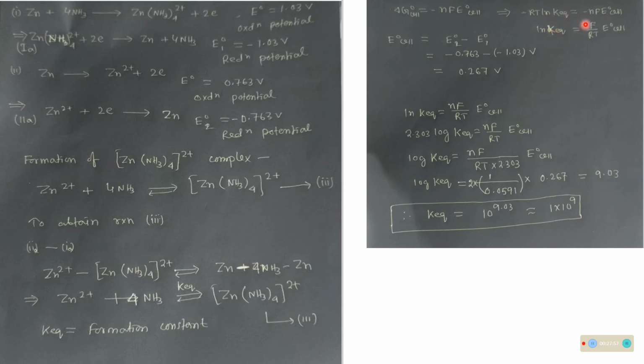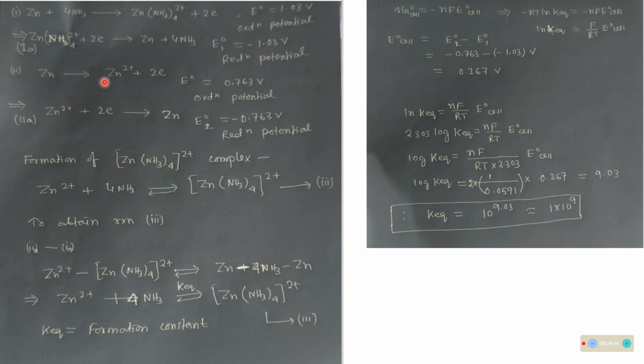So ln K equilibrium equals F by RT times E0 cell. Now we have to find the E0 cell. How do we find the E0 cell? To obtain the whole cell reaction, the formation of the zinc ammonia complex, what we did was subtract equation 1 from 2A. So accordingly, we have to do the same subtraction to obtain the E0 cell.